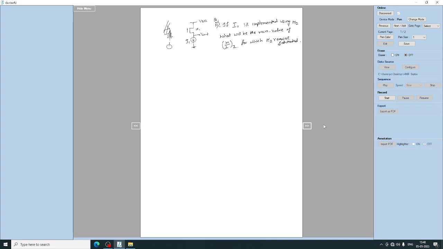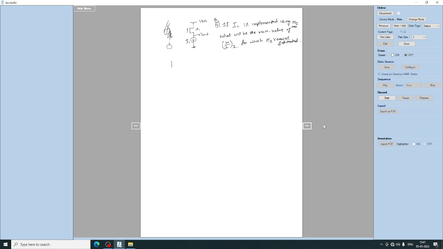Understood? So this is the second question. Continuing the same circuit, if we replace this current source I1 with another transistor M2, what should be the value of W by L for that transistor M2 to remain in the saturation region?